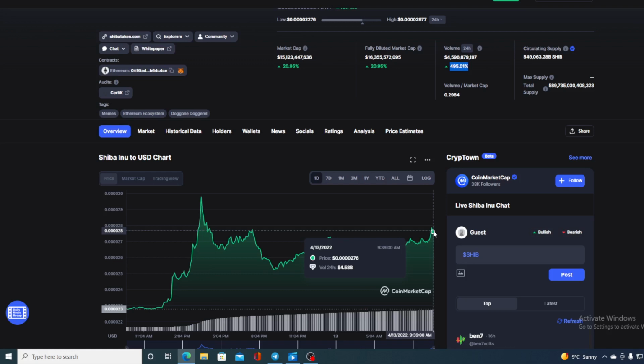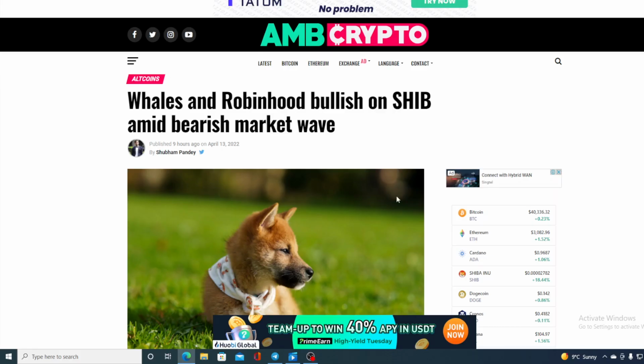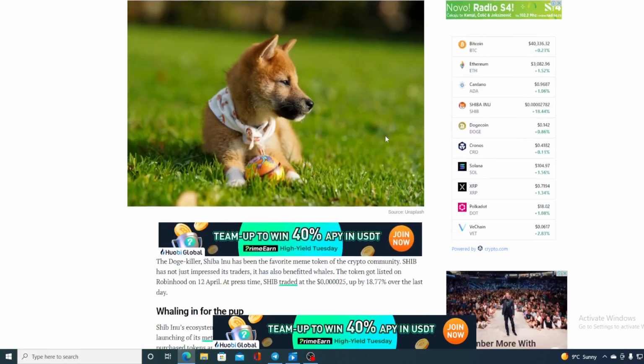As I said, this is not the only reason why we are seeing this price spike in the value of Shiba Inu. And we are not the only ones seeing it, actually, because whales also noticed the future of Shiba. Take a look at this. Whales and Robinhood bullish on SHIB amid bearish market wave.